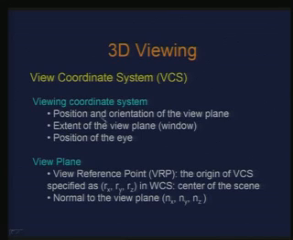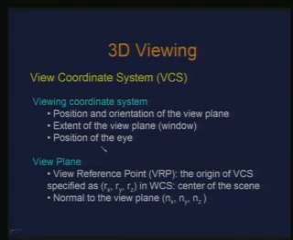So, in the viewing coordinate system, I need to have the position and orientation of the viewing plane, right. Where do I locate the viewing plane? That is important. And then the extent of the viewing plane, that defines the window where I want to capture the projection of the scene as the image, and then the position of the eye. That basically takes care of having the viewing coordinate system defined.